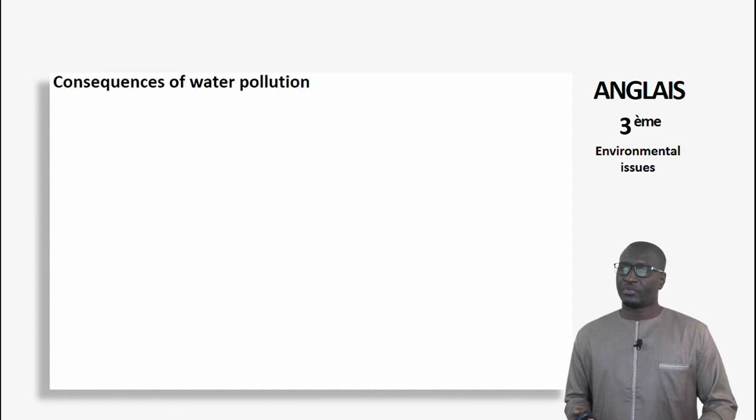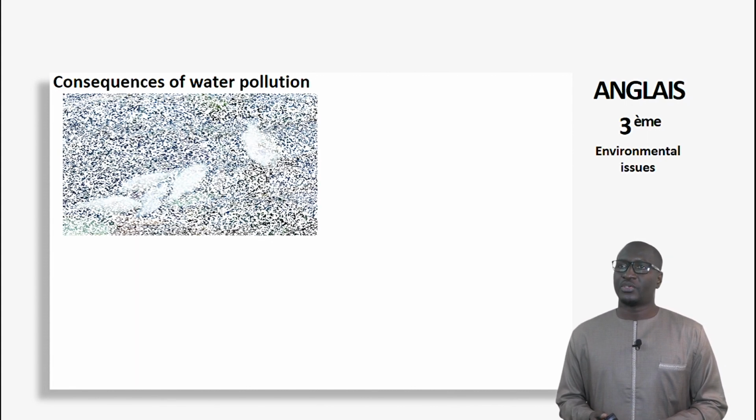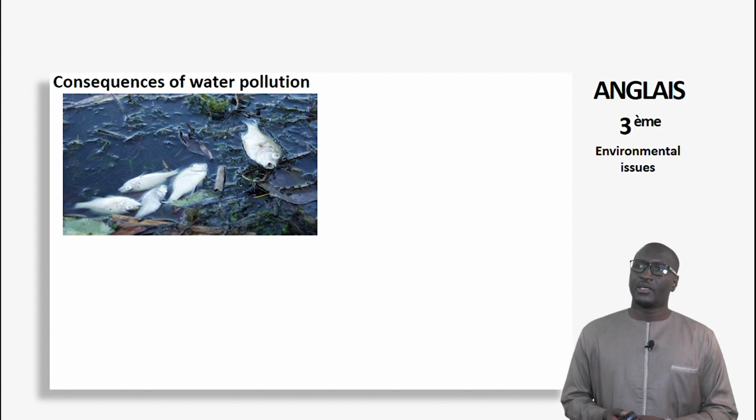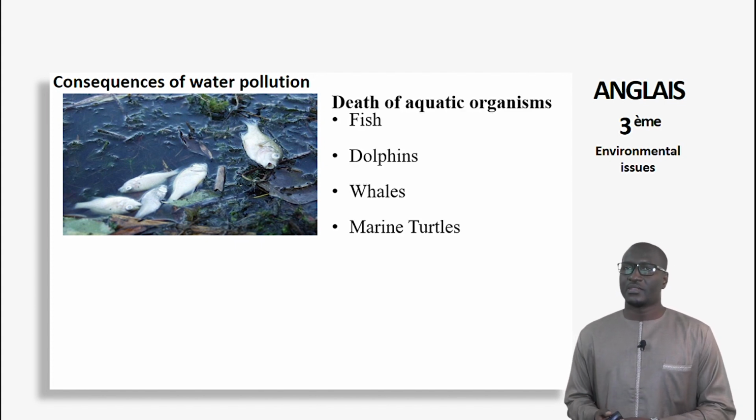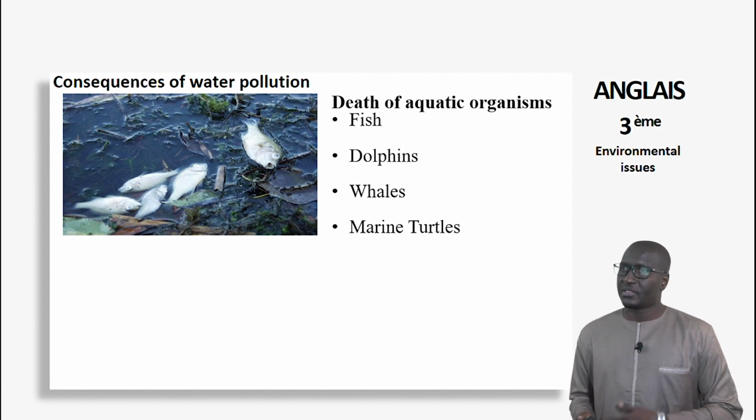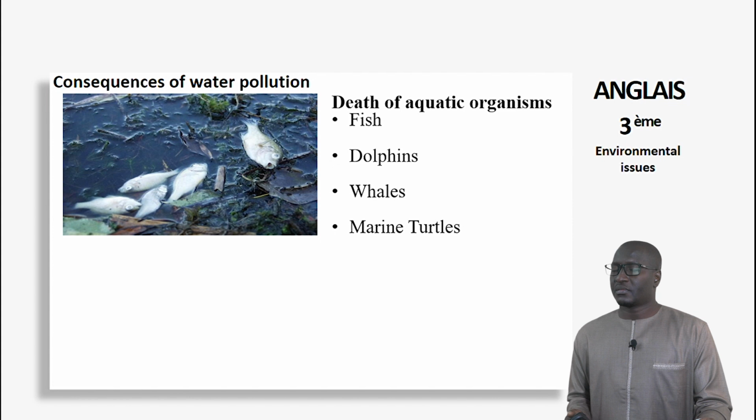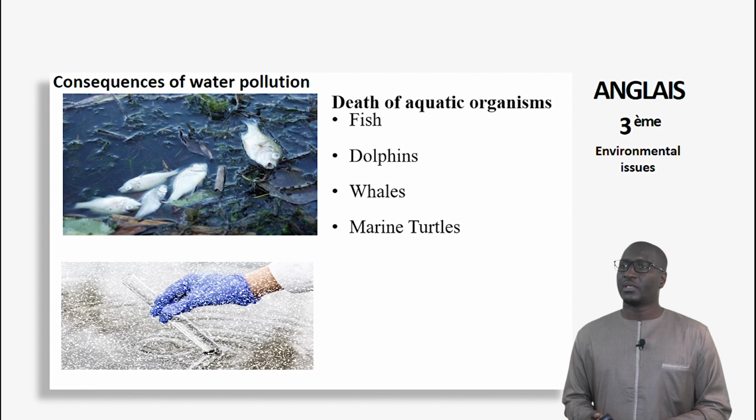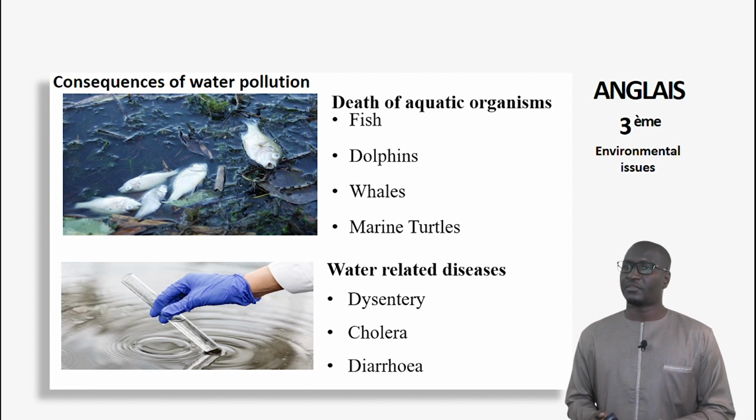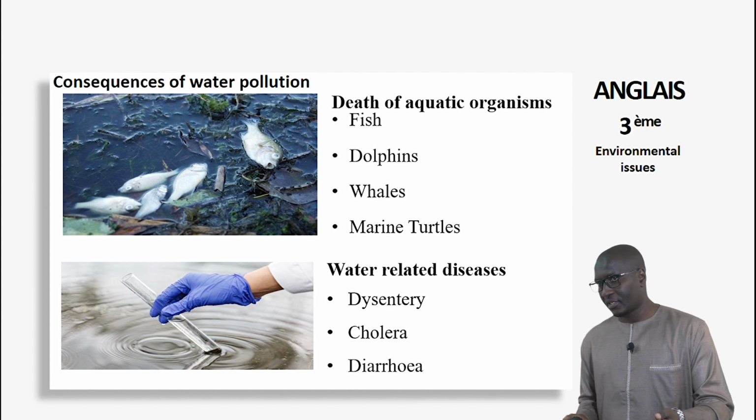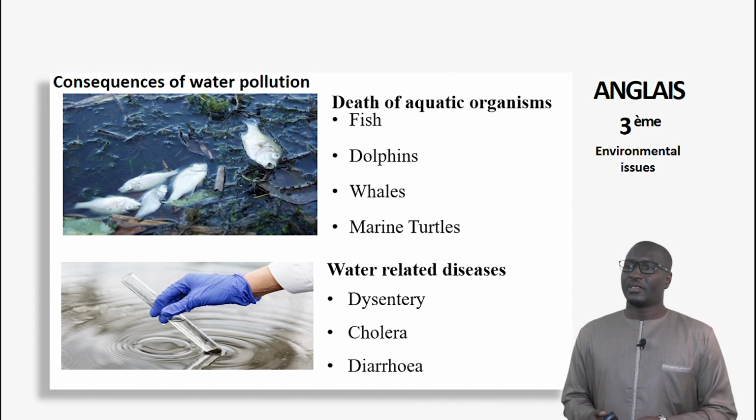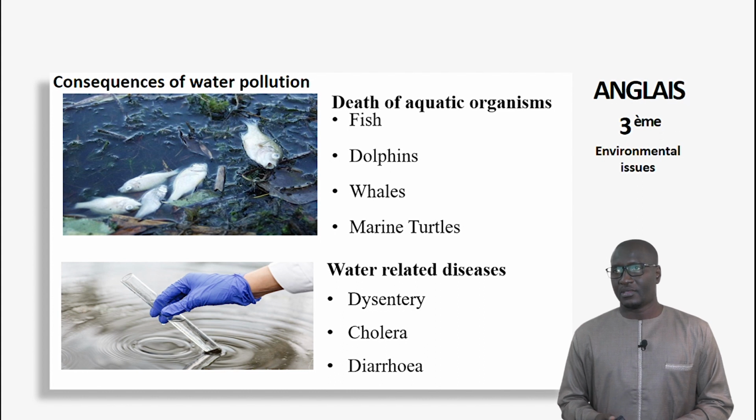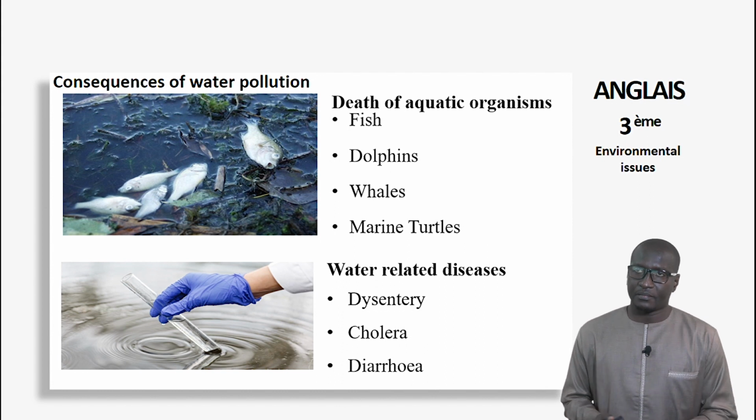pollution, okay? Because it's very dangerous for the living things, for the living organisms. Some of the consequences of water pollution, as you can identify on the picture, can be the death of aquatic organisms such as fish, dolphins, whales, and marine turtles, okay, because the water is contaminated. It can also have consequences on the health of the human beings, the health of the people. It can cause disease like dysentery, cholera, and diarrhea, okay? So we must be very careful about water pollution because it affects our health directly.